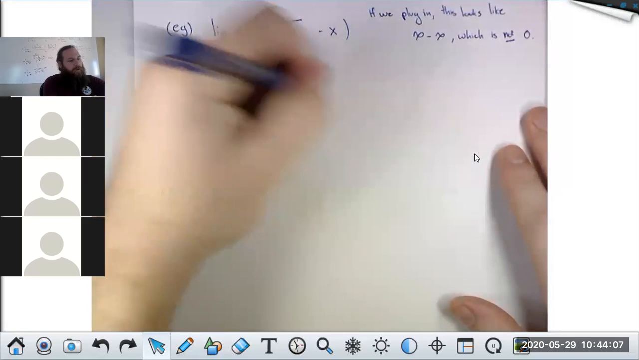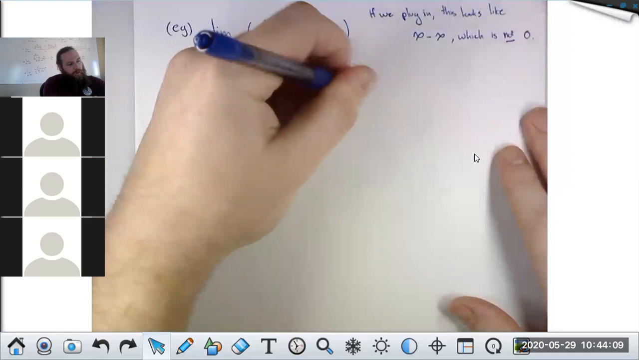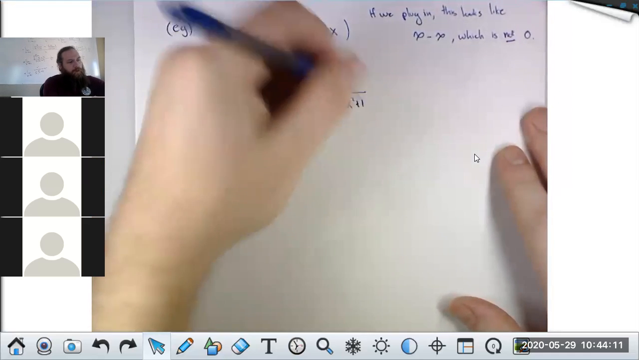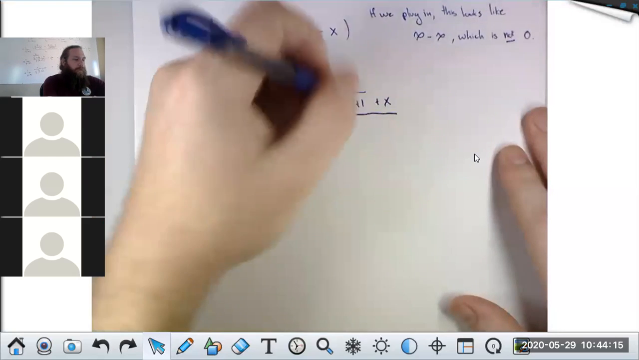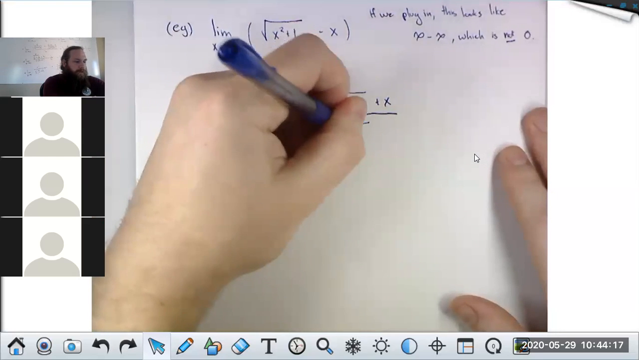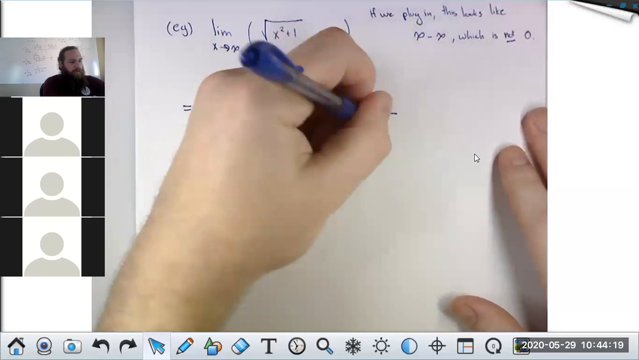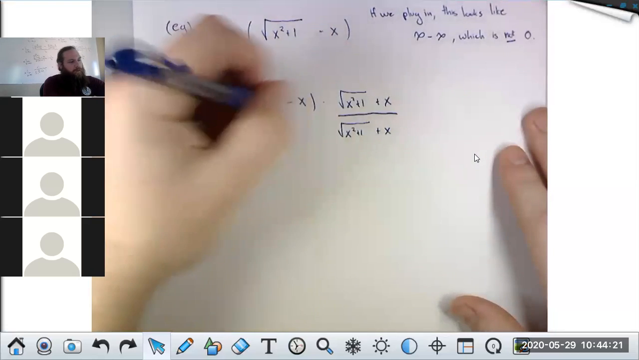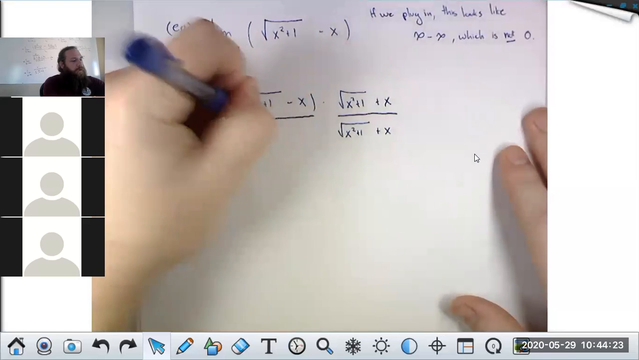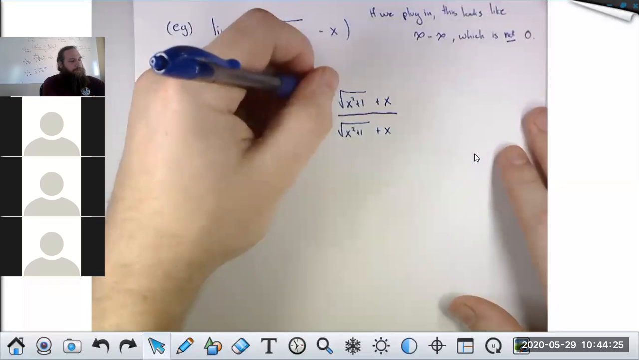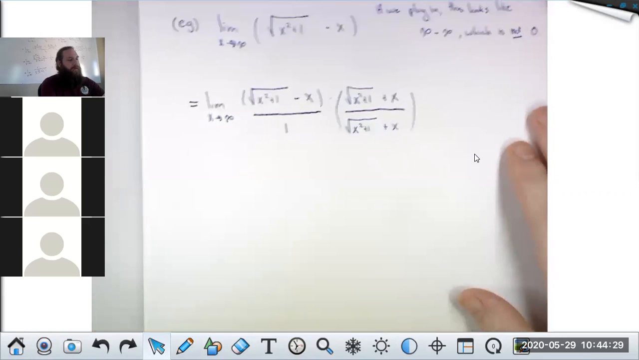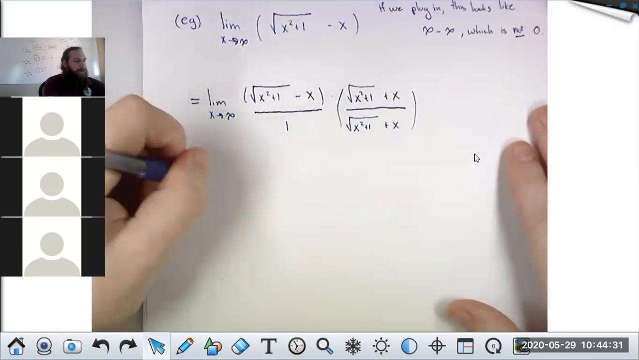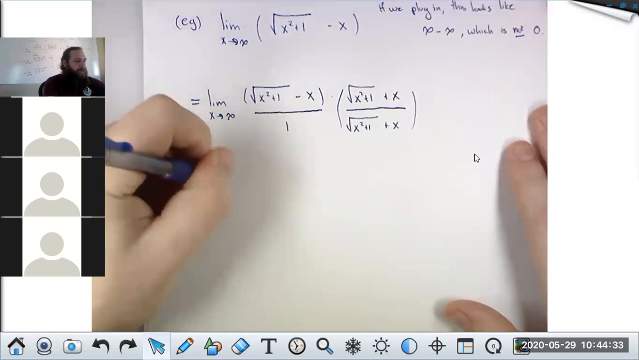The conjugate of that expression is the square root of x squared plus 1 plus x. So I multiply top and bottom by that. And this, of course, I'm thinking as being over 1. Now I distribute my top and I distribute my bottom. We've seen how this goes several times.